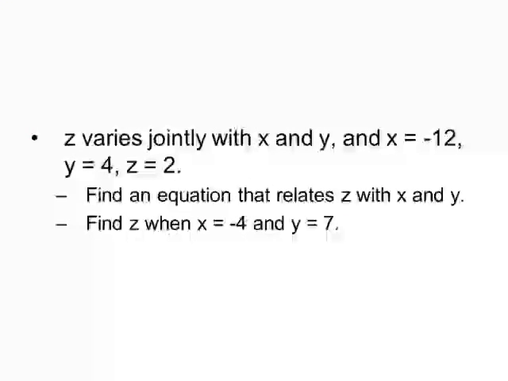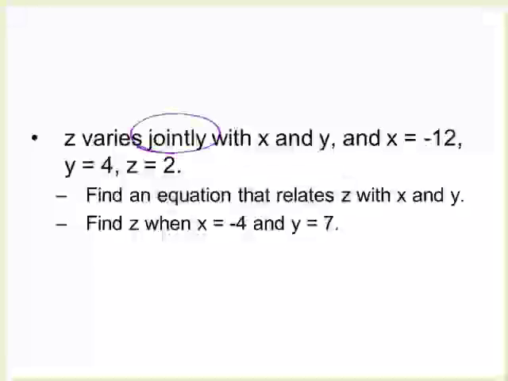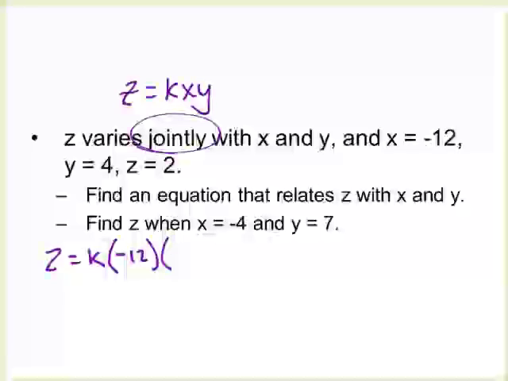Our last type of problem is like the ones that we already did for inverse, but in these we're told we have a joint relationship. So the joint relationship means z equals kxy. And we're going to plug in the starting values. So z is 2. We don't know k. X is negative 12. And y is 4. Then we can solve for our constant, or k.